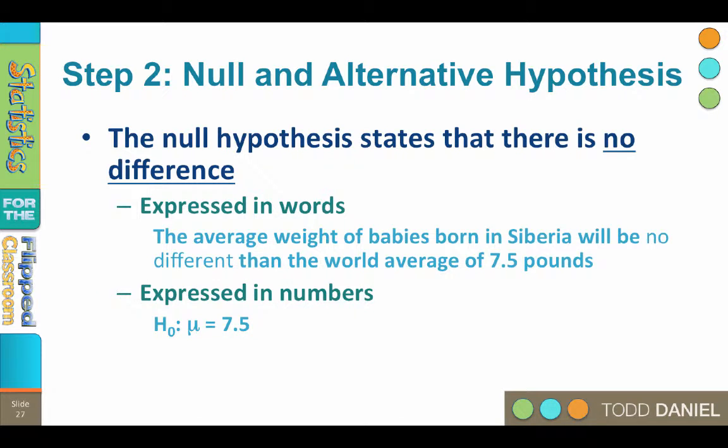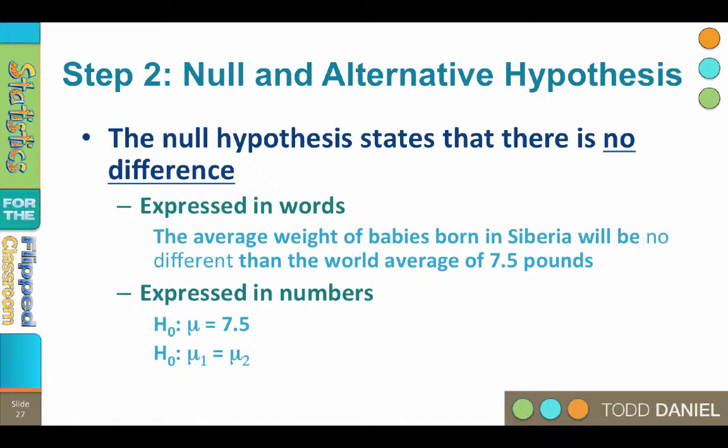Expressed in numbers, we would write a null hypothesis as H sub 0 colon mu equals 7.5. And in some cases, we would write our null hypothesis as mu1 equals mu2. Both ways of writing the null hypothesis say the same thing. There's no difference between the means.